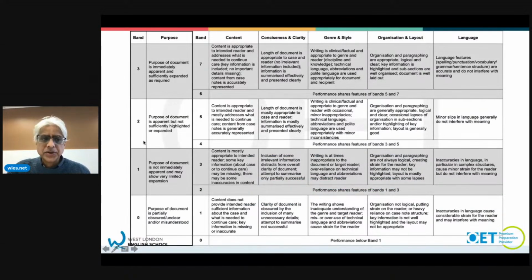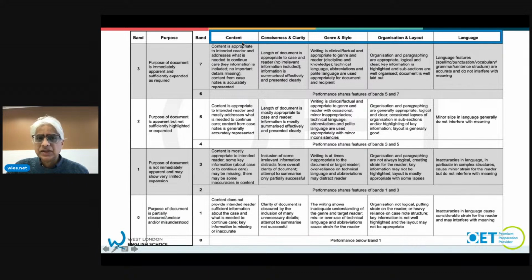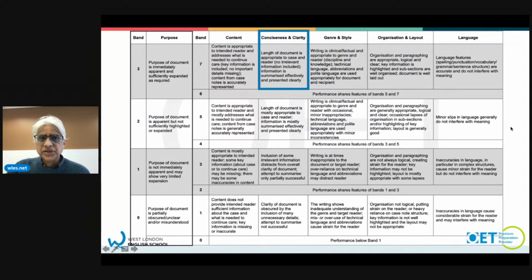If we go back to our document, the assessment criteria, you can see at the top there are 5 sub-criteria. I'm just going to zoom in here where it says conciseness and clarity. Conciseness, of course, means to be concise. It means being short, direct. Clarity means clear. So it's the noun for being clear. So being short, direct, and clear, easily understood.